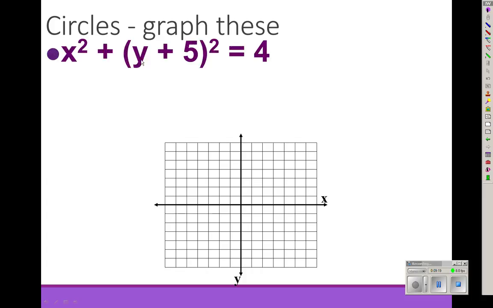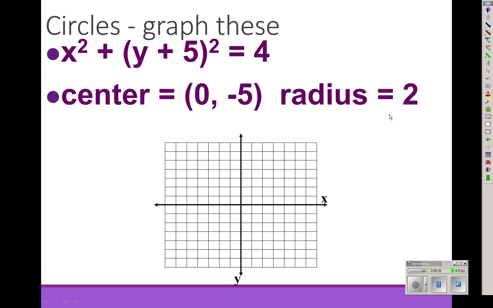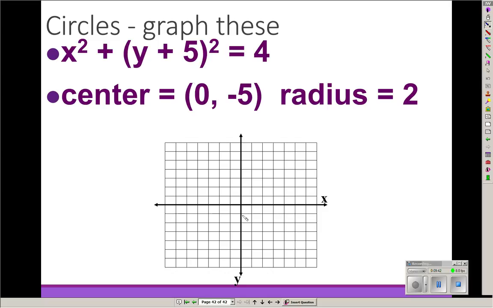How about x squared plus (y plus 5) squared equals 4? Well, h will be a 0 since there's nothing added or subtracted to x. K will be negative 5. And r will be the square root of 4, which is 2. So plot the center point at 0, negative 5. Then use the radius, up 2, right 2, down 2, and left 2. And draw the circle through those points.